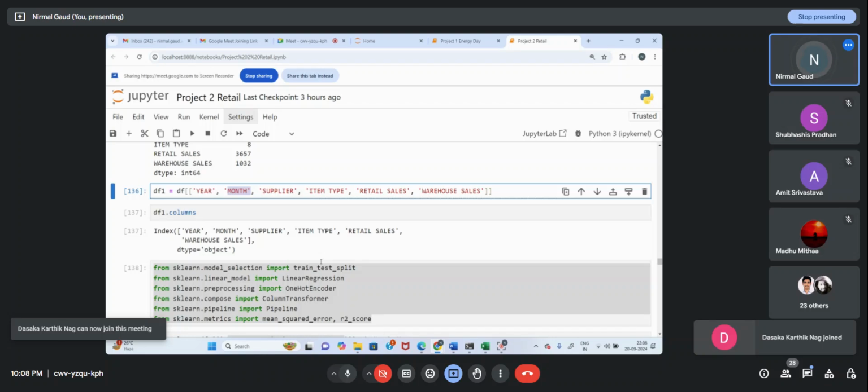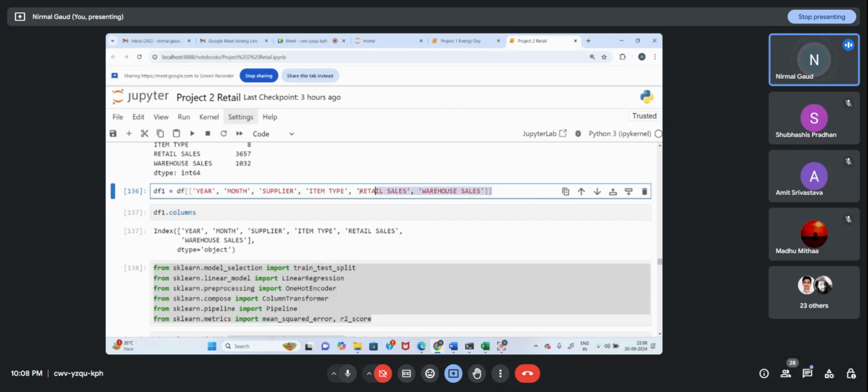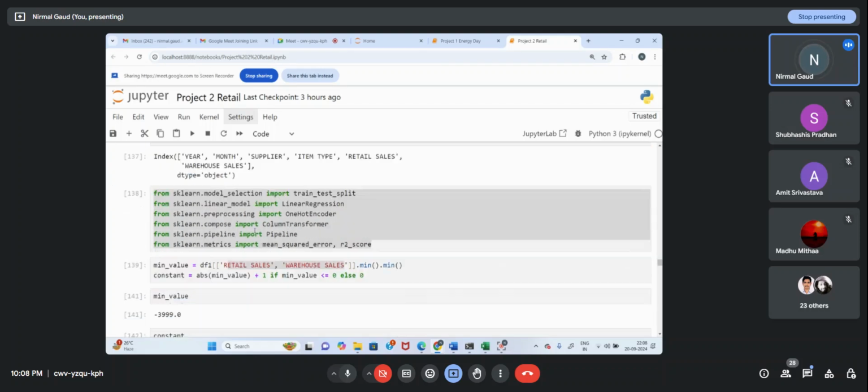Fine. So, okay, I took all the tension side. I just took only these features. Okay, and then because I need to apply linear regression, one more thing.